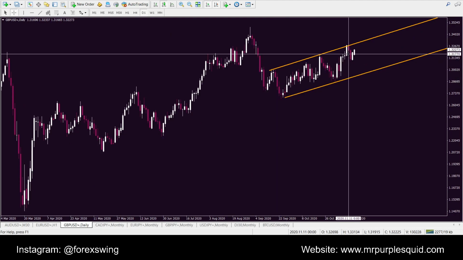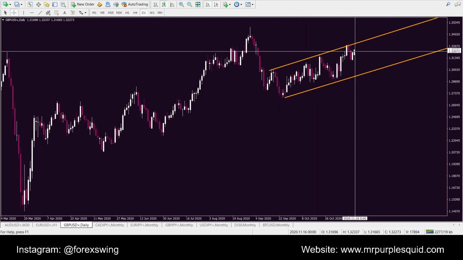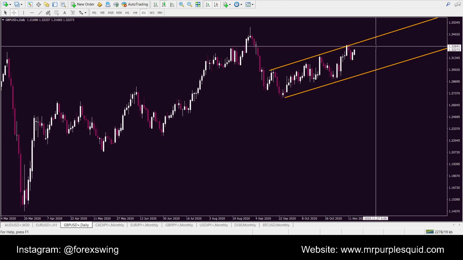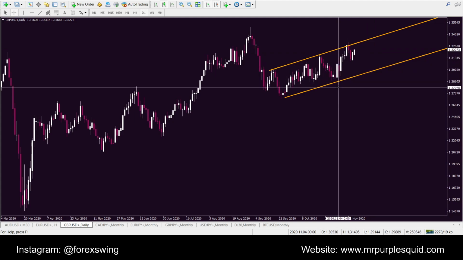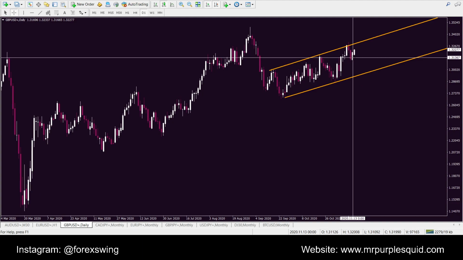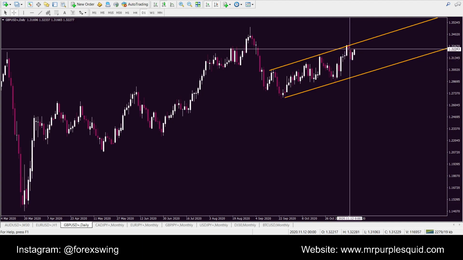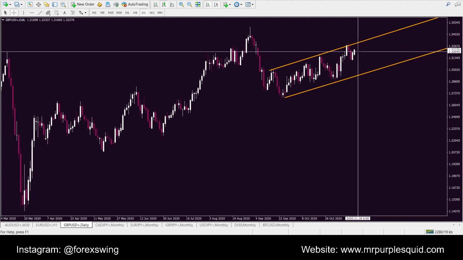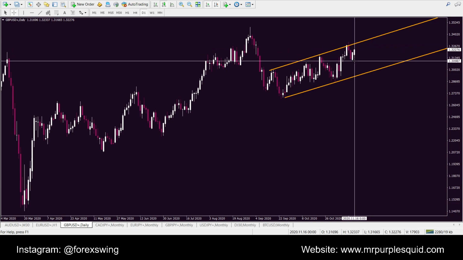So daily price in an ascending channel. And usually I would actually look for a break of this low. And in this case, since we have a pullback right here and then price started to go up, I would definitely also look for maybe a sell in this region here.